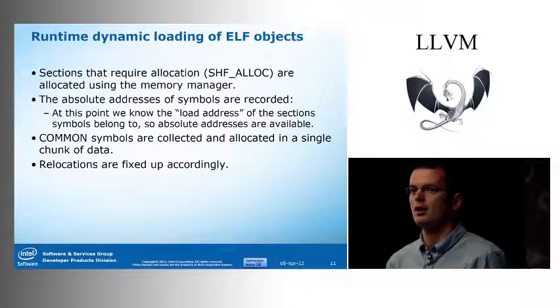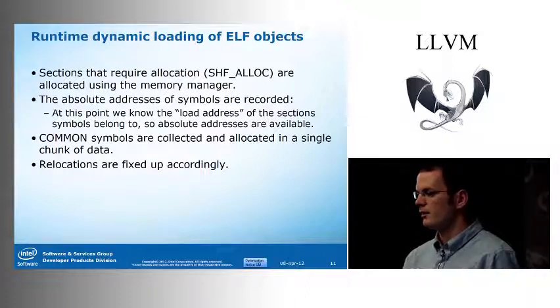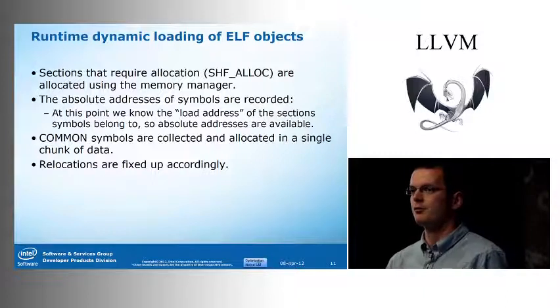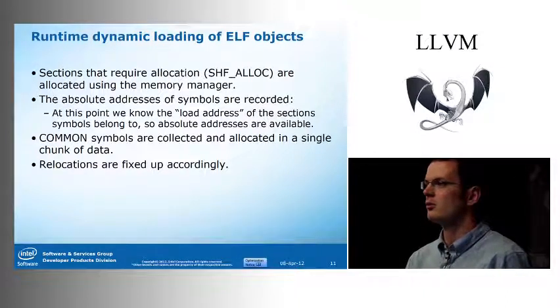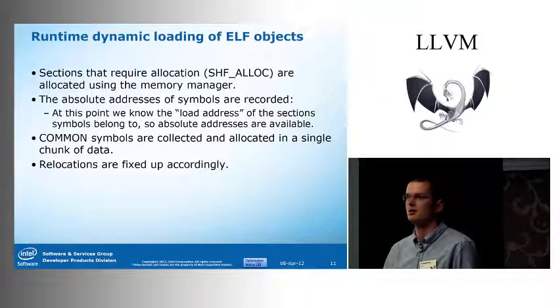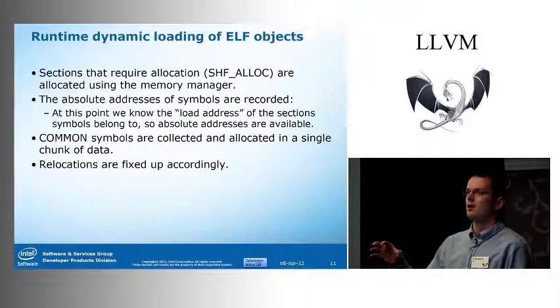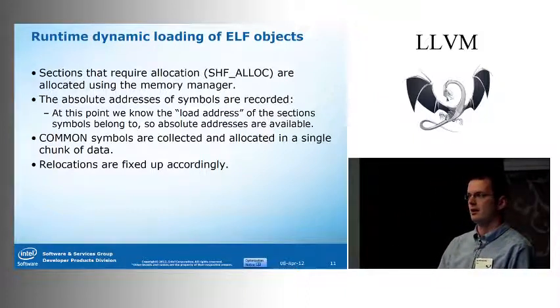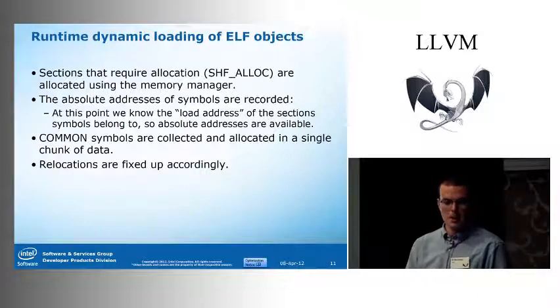So if you allocate an empty array of 5 million elements in your code, the object file won't actually contain those, I don't know, 20 megabytes of empty data. It will be tiny because ELF has provision for that, and the linking loader has to handle that.